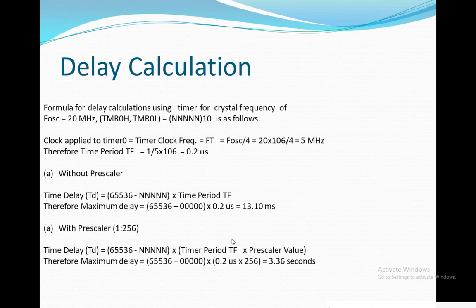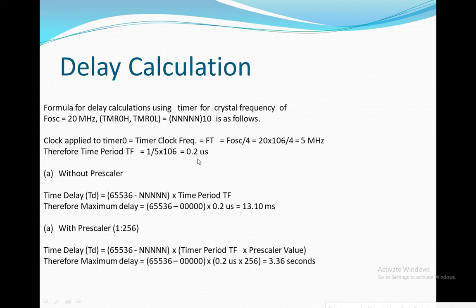You can see this is a very simple calculation that we have already done for the 8051. Without prescaling and with prescaling, these two options are available in the PIC microcontroller. You need to calculate how much maximum delay we can generate with the prescaling option and without it. Here we divide our frequency by 4, because one machine cycle has 4 clock cycles. So 20 megahertz divided by 4 becomes 5 megahertz, and that is divided again for calculating the time period.